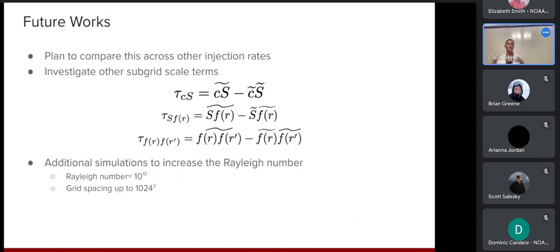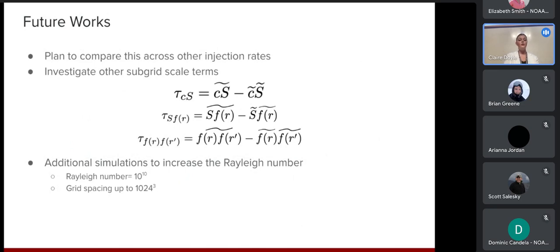So with that, we plan to compare across the other injection rate cases. We also want to look at some other subgrid scale terms. These include concentration with supersaturation, supersaturation and your particle size, and then also your particle size and binning the particle size in different ways. And so those are going to be some more interesting things that we can look at.